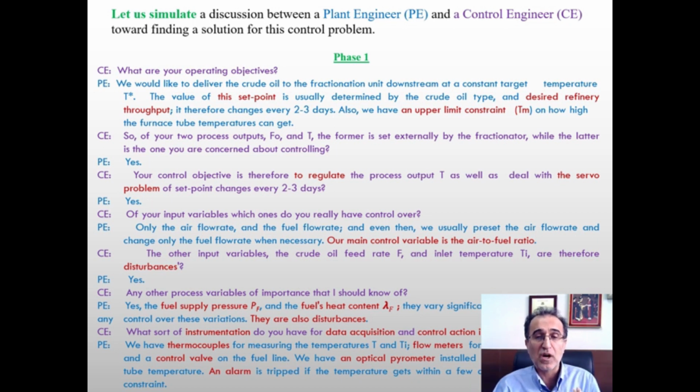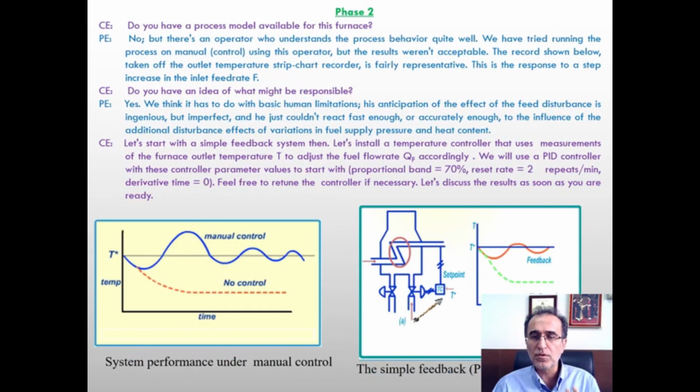And finally, it will ask what you have for instrumentation. Here you will see we have thermocouples for measuring the temperature of T outlet and TI, flowmeters for measuring the fuel, the crude oil, and also the fuel. Also the control valve and an optical pyrometer for the temperature of the furnace, and an alarm. These are the things that we have. So very good. And now let's see.